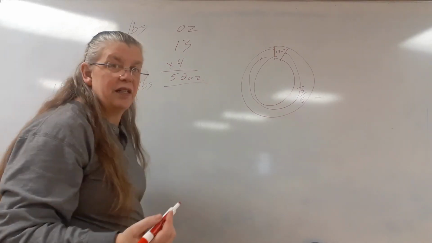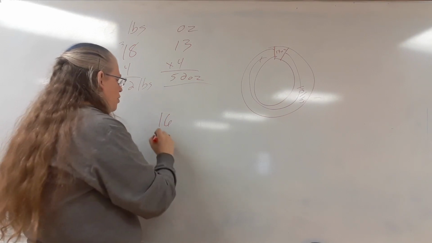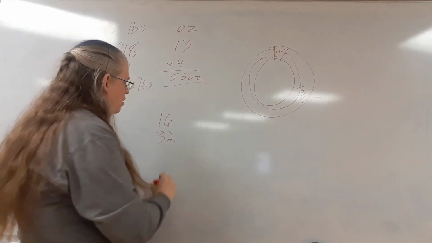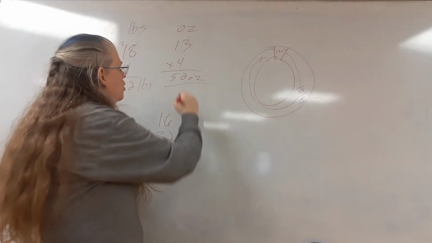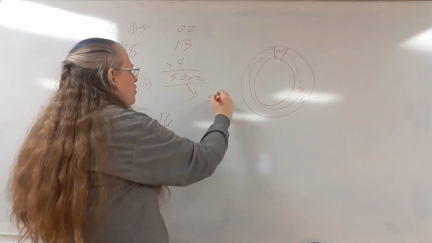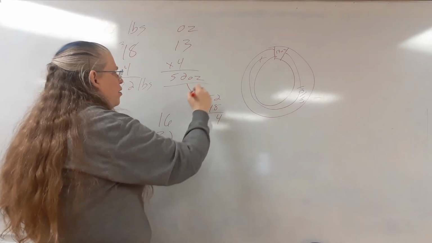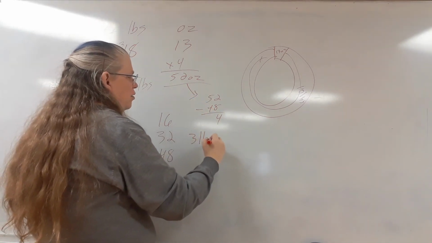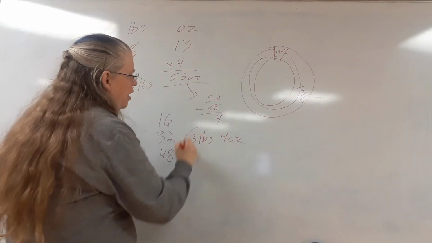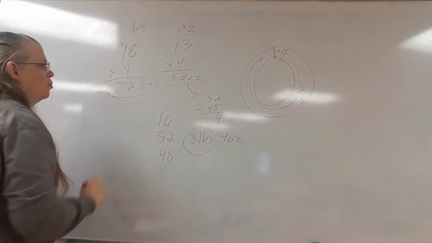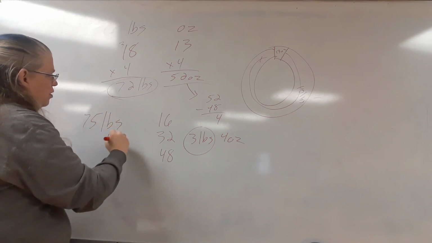So what we do is I count by 16s, okay, because it's 16 ounces to the pound. 16 is 1 pound, 32 is 2 pounds, 48 is 3 pounds, and we're not going to get more than that out. So this 52 ounces is 52 minus 48, it's 4. So we have 3 pounds, 4 ounces from multiplying the ounce part. So we need to add these 3 pounds to these 72 pounds. So we get 75 pounds, 4 ounces as our answer.